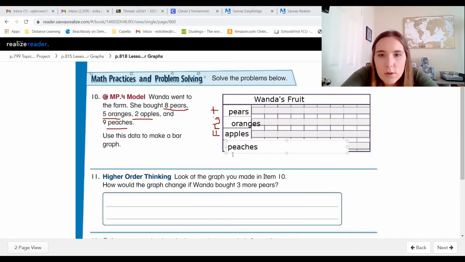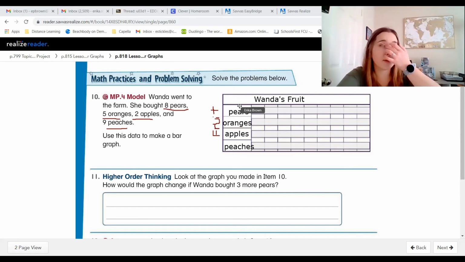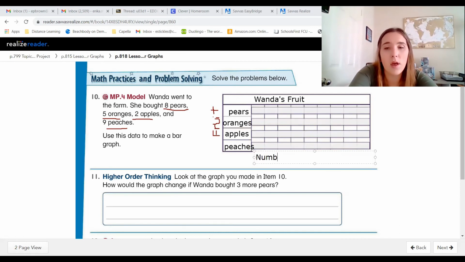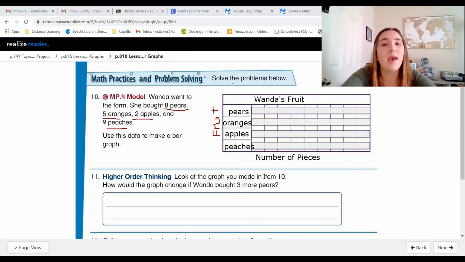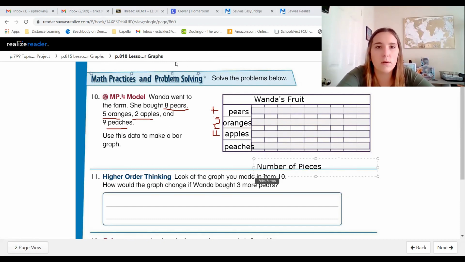And give me 1 second to scooch these around a little bit. So we have pears, oranges, apples, and peaches. And then down here, I need to say how I'm measuring it. So I'm going to say number of pieces because we're measuring the number of pieces of each fruit. And now it's time to fill it in. So for the pears, I'm going to choose a nice green color. She bought, oh, wait, we're missing something. We need our numbers. We have to actually say what the choices are. So I'm going to scoot that down.